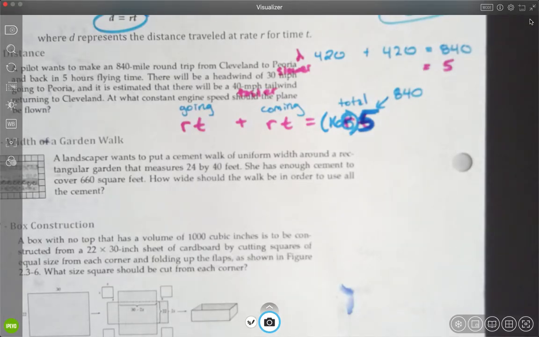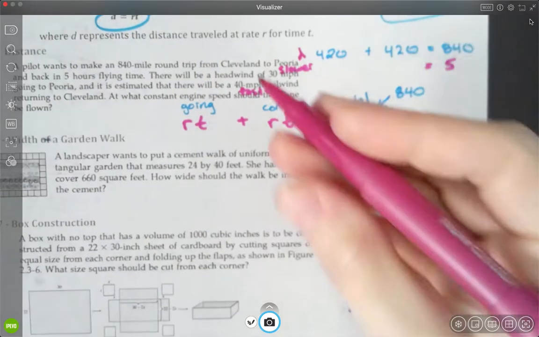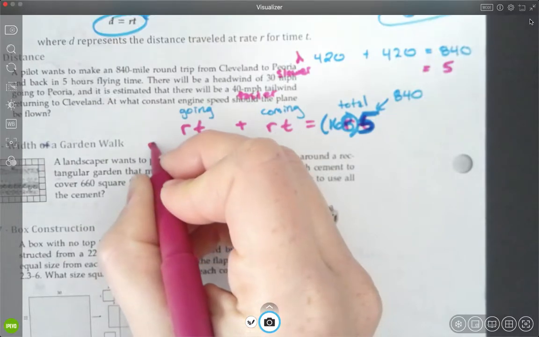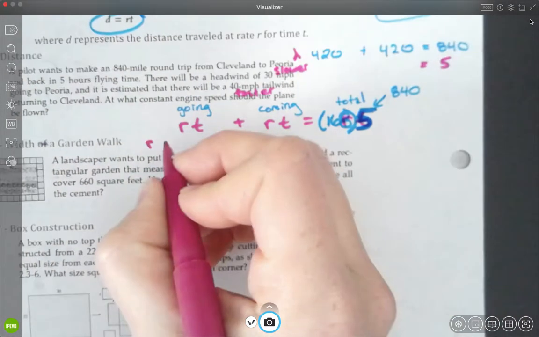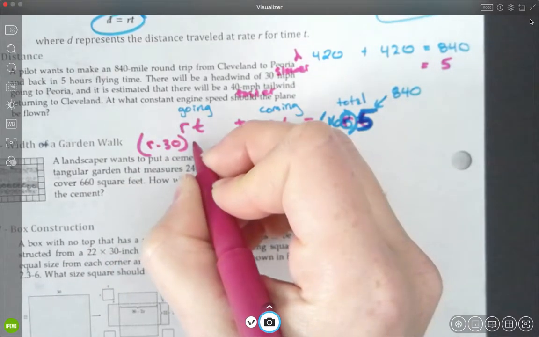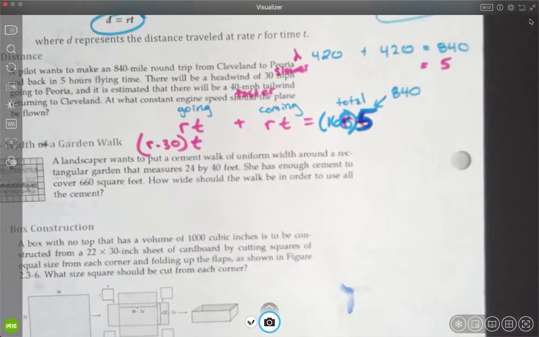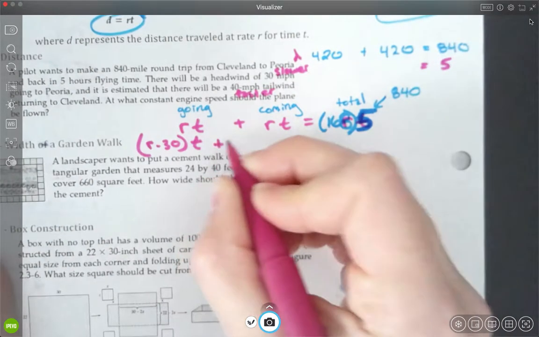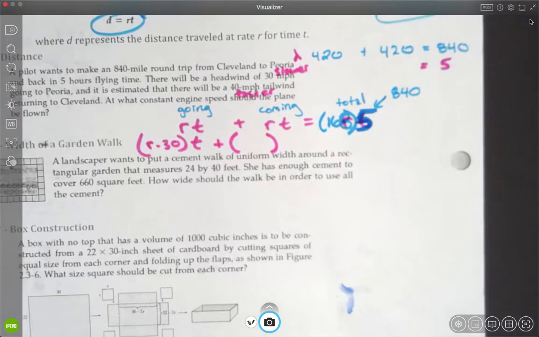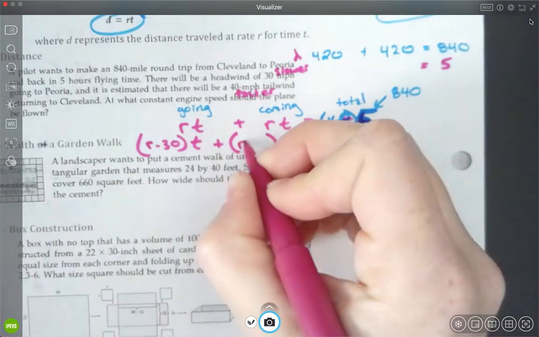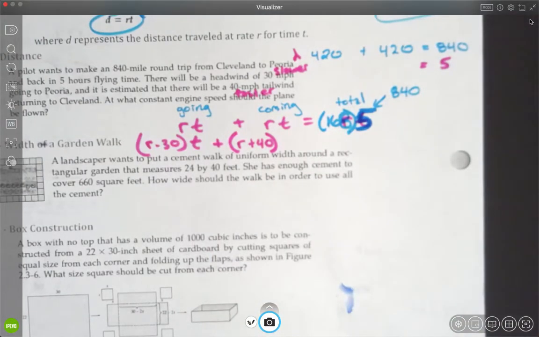Going, coming. Let's talk about the 40 and the 30. When we are going, we're going slower. So whatever rate we're going, we have to subtract 30 from it, because that's how fast we're actually going to be going. So rate minus 30. If we are going 200 miles an hour, it's going to feel like we're only going 170, because there's 30 against us. Plus, what's this one going to look like? R plus 40, because now we're going faster. If we're going 200 miles an hour, it's going to feel like we're going 240, times the time, right?